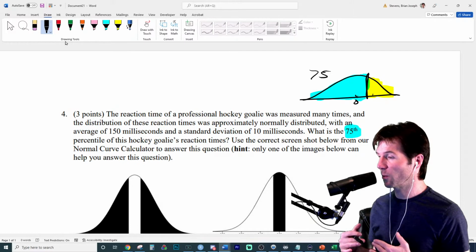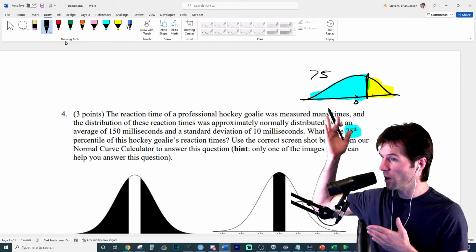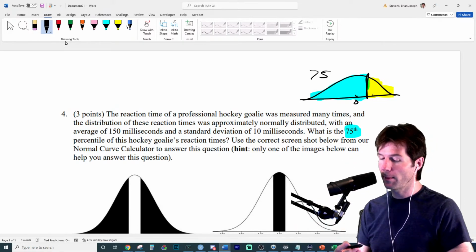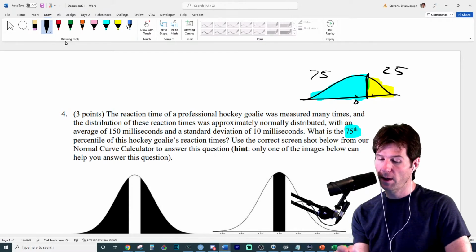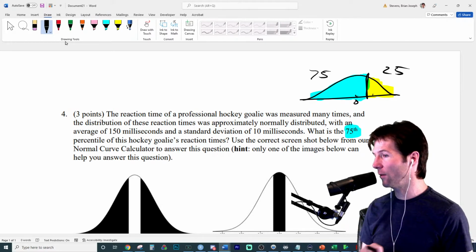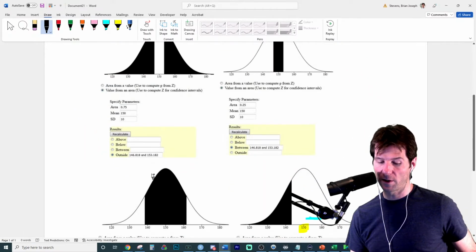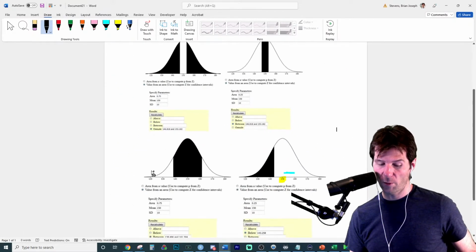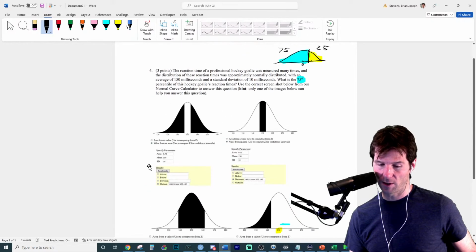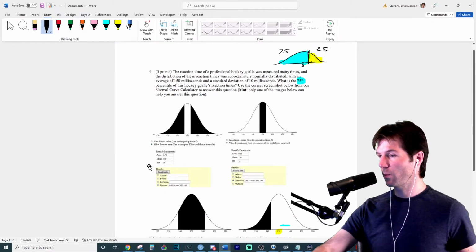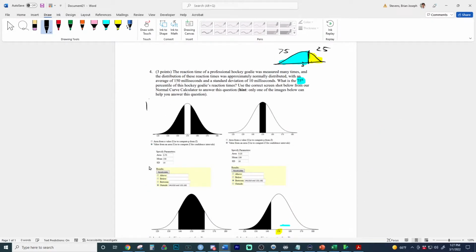So someone who's in the 75th percentile, 75% of observations, people on this curve are below them. That means 25% is above them. And this drawing right here is the key to solving the problem, because you see something here that looks very similar. Do you see a graphic 1, 2, 3, or 4 that looks similar to our drawing?